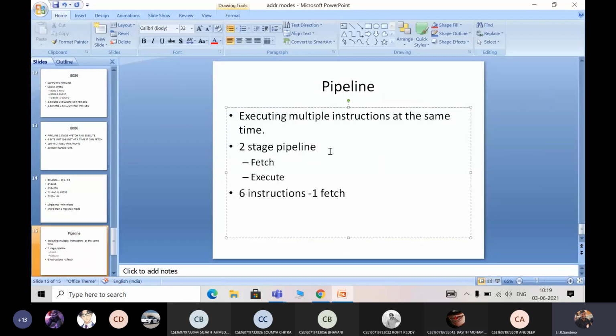Let us take an example of 6 instructions. If you are fetching the first instruction, it will be in the fetch stage only. If you are fetching the second instruction, the first instruction will move to the execute stage and the second instruction will be in the fetch stage. If you are fetching the third instruction, the first instruction will finish the execution, the second will move to the execute stage and the third will be in the fetch stage. So that concept we are calling pipelining.